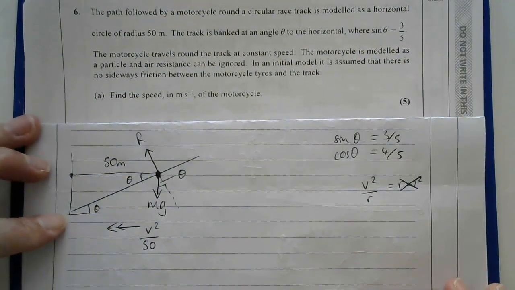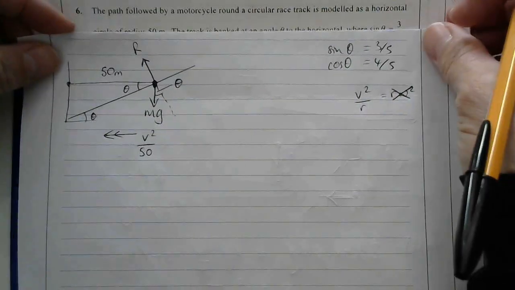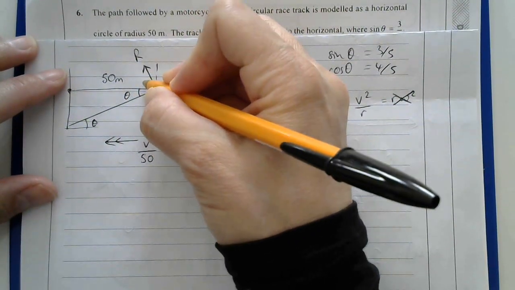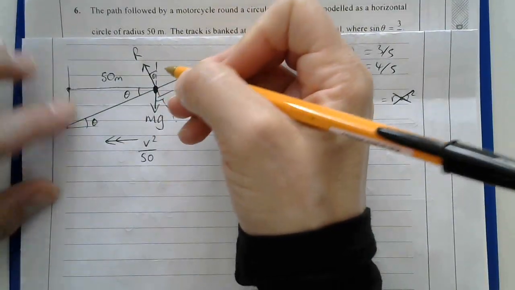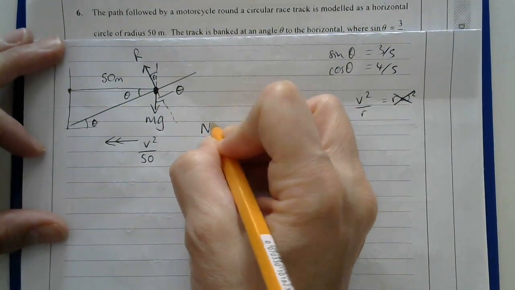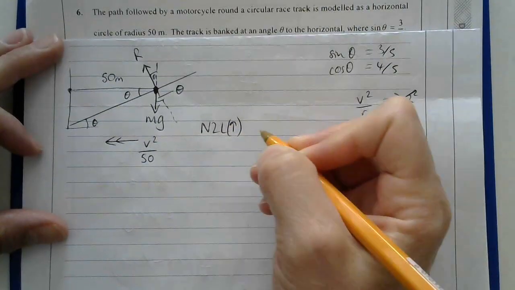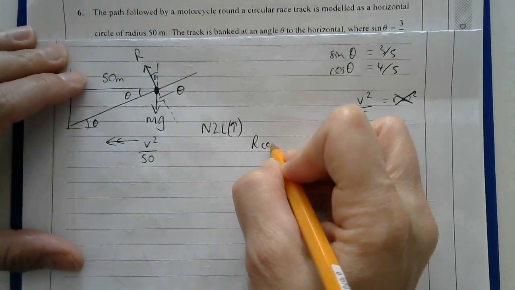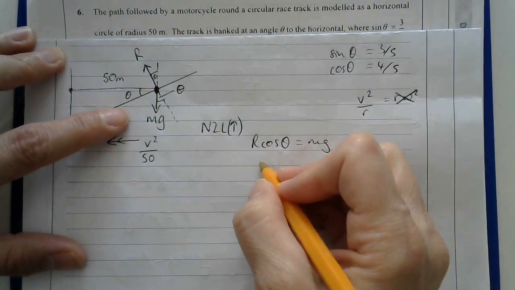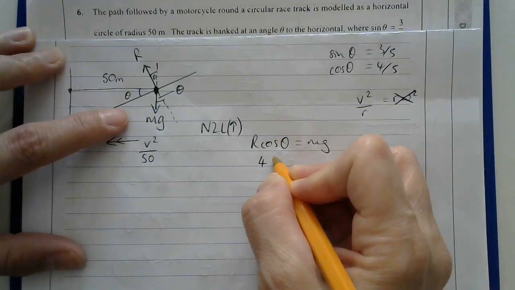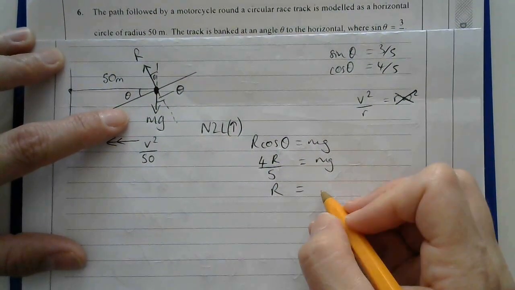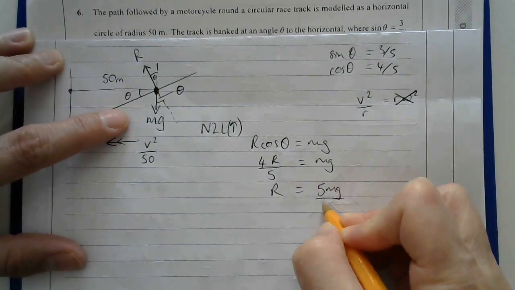So now I'm ready to write some equations, and I can draw dotted lines. That's theta, that's not theta, that's theta. So if I resolve vertically, because vertically forces up are equal to forces down because it's not accelerating, I have R cos theta equals mg. Cos theta I know is 4/5, so I can pop that in here. So 4/5 of R equals mg, and therefore the reaction force is 5mg over 4.